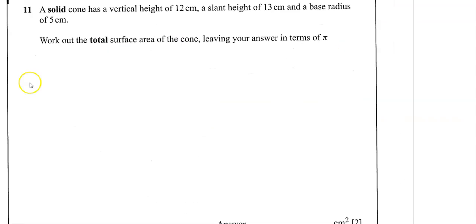Okay. Question 11 says a solid cone has a vertical height of 12. It has a slant height, L, of 13, and a base radius of 5. Work out the total surface area.